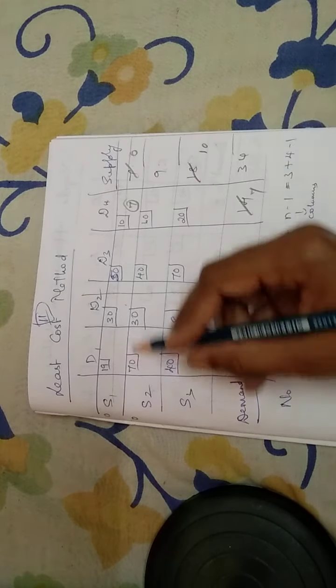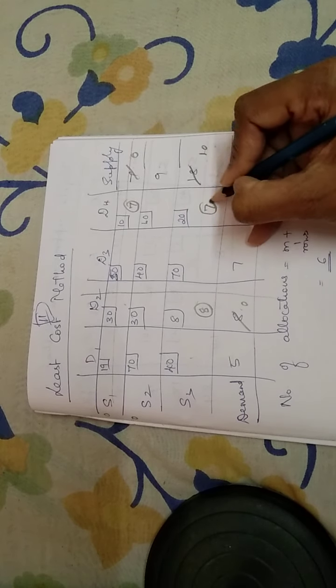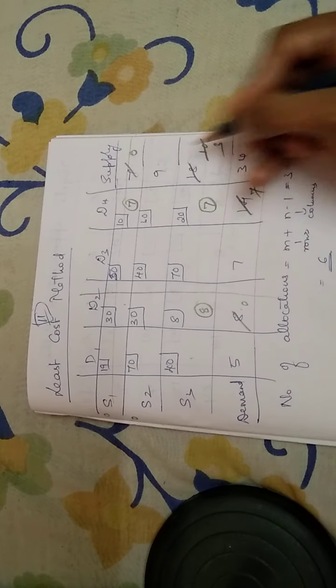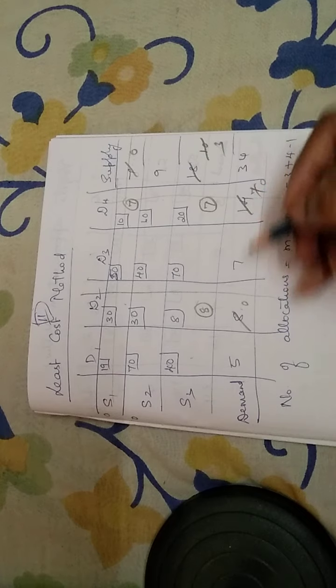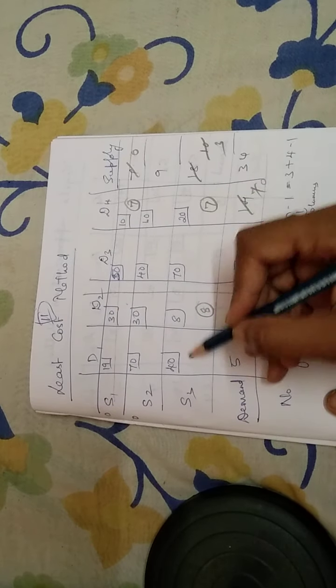So now 70, 40, 60, 40, 70 and 20. Out of these remaining costs, 20 is the least cost. So I will come here. If I compare supply and demand, 7 is the least one. So I allocate 7 here. So I will be left with only 3. So I cannot make any more allocations here. So I make a note of it and cancel it. Now I am left with 40, 70, 40, 70, 40.